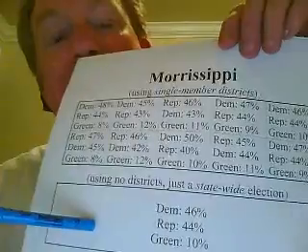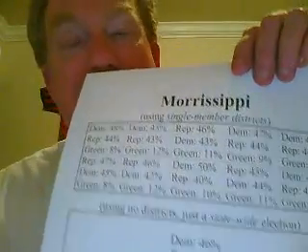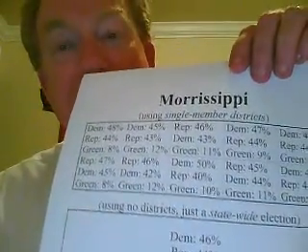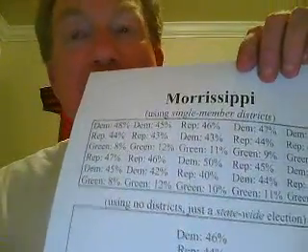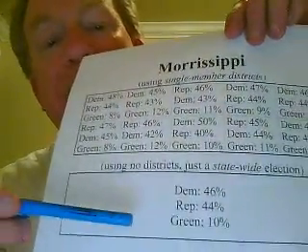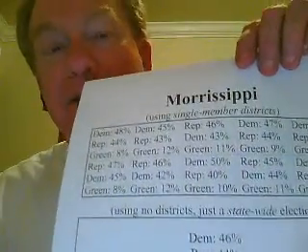So the Democrats would get 46% of 10, or 5 representatives. The Republican Party would get 44% of 10, or 4 representatives, and the Green Party would get 10% of 10, which is 1. Now you're still saying probably to yourself, but the Green Party only gets one guy. Well, that's better than nothing. There's a big difference between nothing and something.